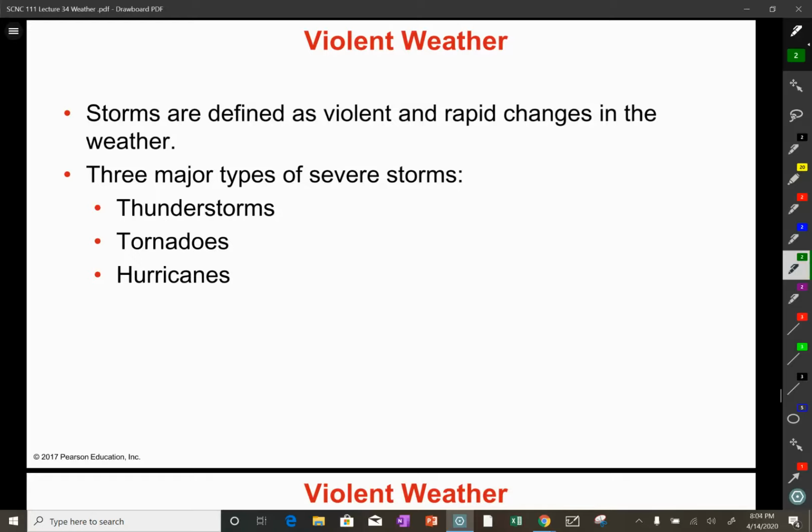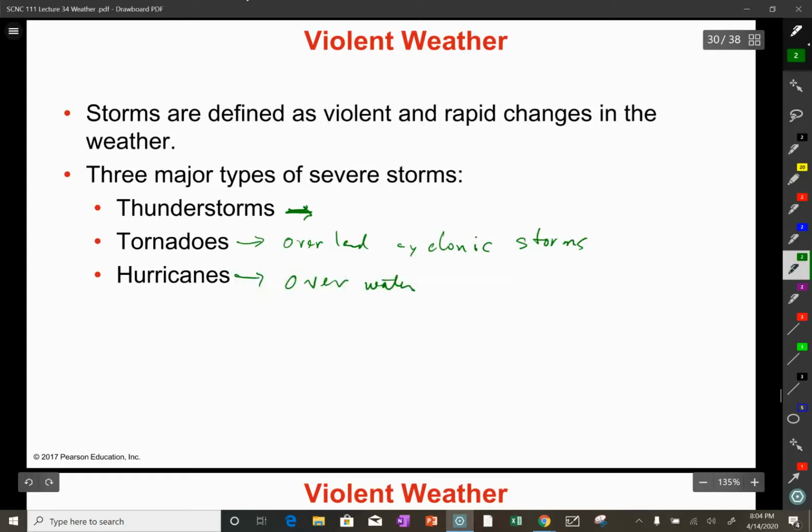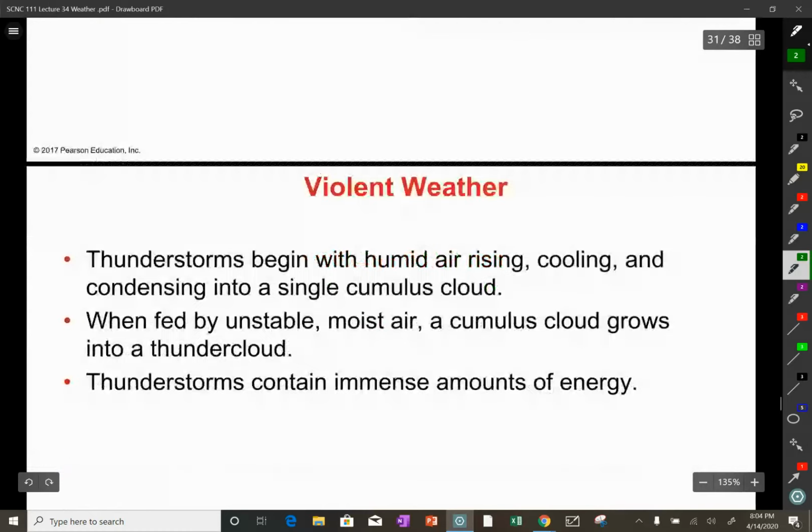So storms are violent and rapid changes in the weather. And you have three types that we're going to talk about here. Thunderstorms, thunderbolts and lightning, lots of rain. Tornadoes, those are cyclonic storms that occur over land. And hurricanes are over water. So let's just look at these a little bit.